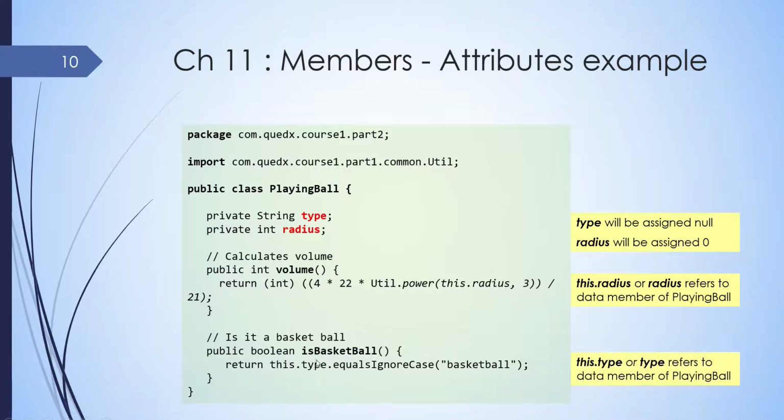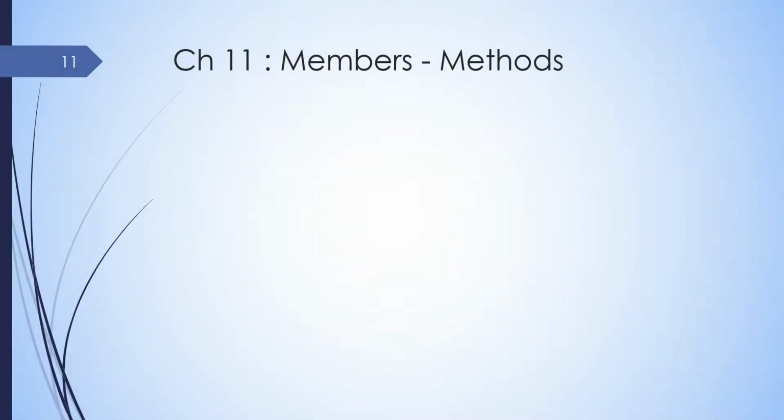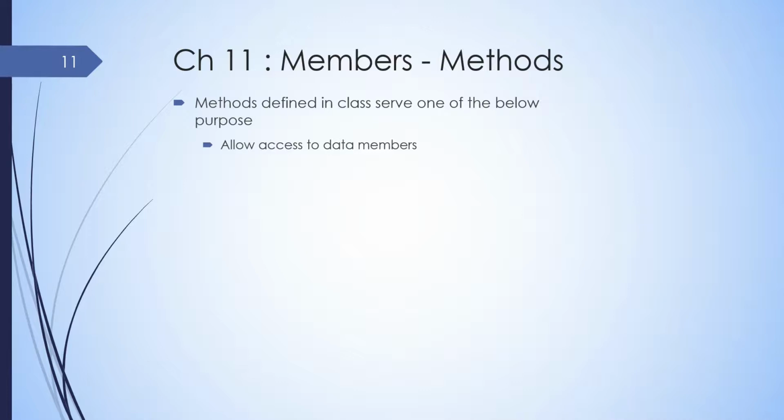Same thing here, in this method isBasketball, we are referring to the data member type using the this keyword. So what are methods? Methods defined in a class serve one of the following purposes. They can be used to access data members. They can be used to set the data members. Methods can also exhibit behavior. So they give a behavior to the class.